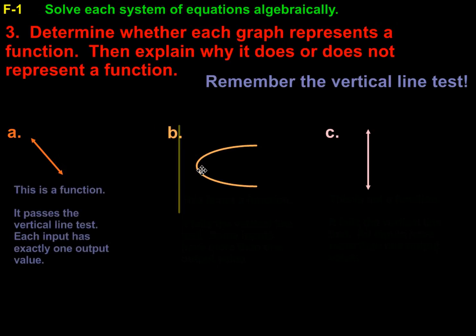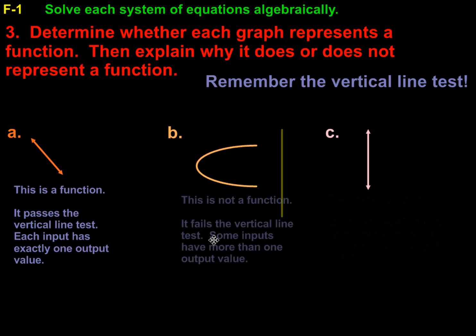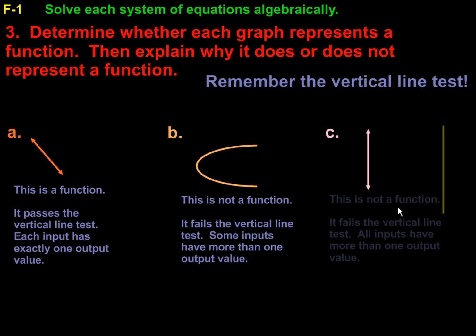Now if I move it through B, immediately I start to notice that I'm hitting two spots at once as I slide along this. And because of that, this is not a function. It fails the vertical line test. And then if I come to C, C sits right on the vertical line. And so clearly all the spots are touching the vertical line at the same time. And so this is also not a function. It fails the vertical line test.